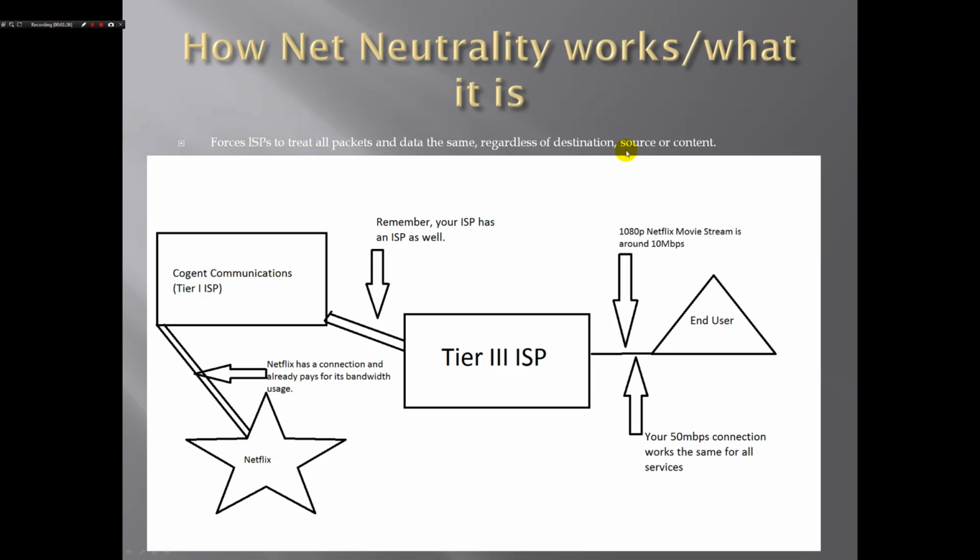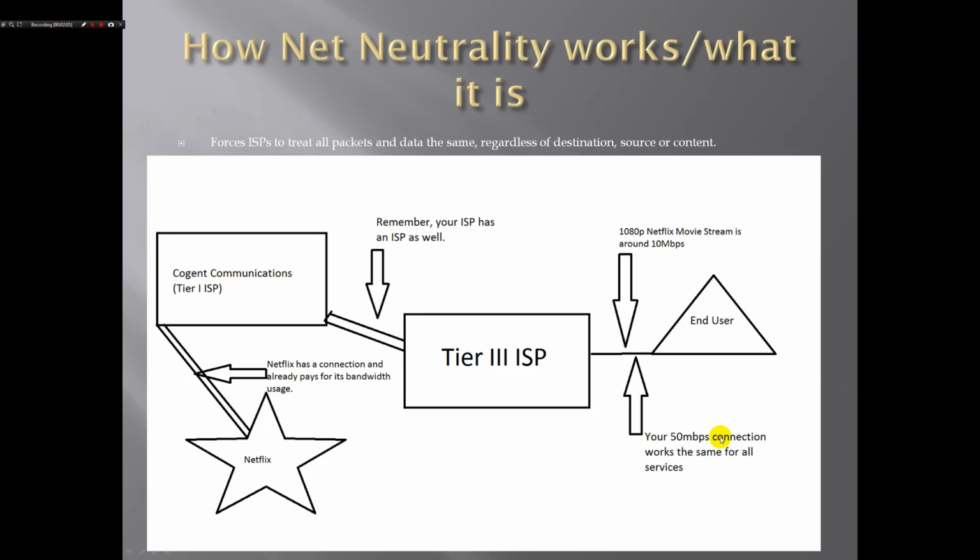I'm going to address the Netflix data cap argument. I think it's sort of dumb. Netflix uses a lot of data, yes, but a 1080p Netflix movie stream is around 10 megabits per second. What are you paying for again? 50. So the problem is the connection your Tier 3 ISP has with Cogent, or whatever your ISP's Tier 1 ISP is. Cogent's a big company. They do a lot of that kind of stuff, so it's most likely Cogent. And so your ISP's connection is getting saturated. So tell me how that's my problem over here.